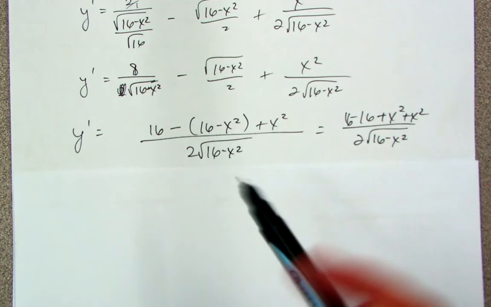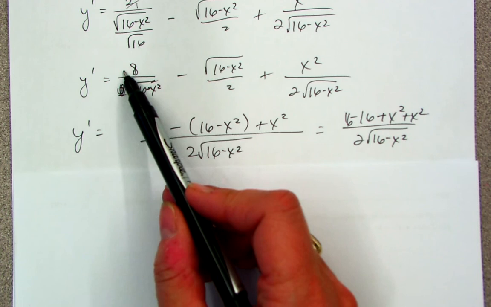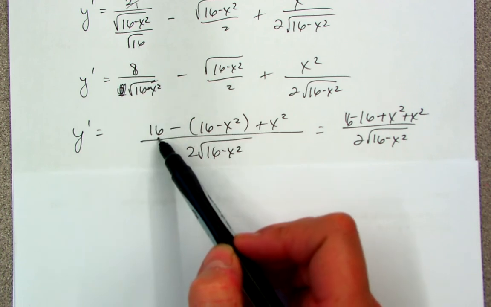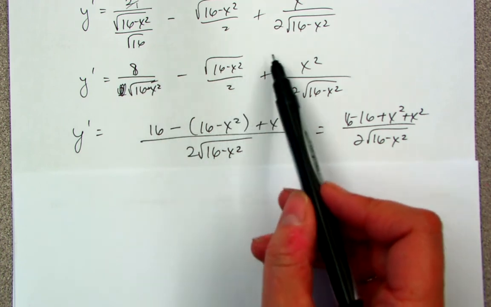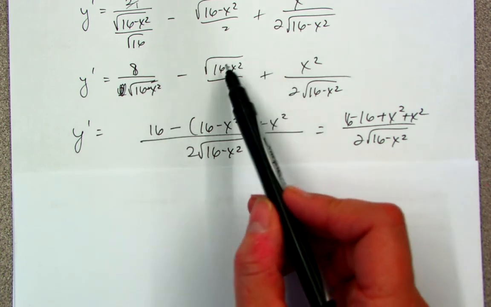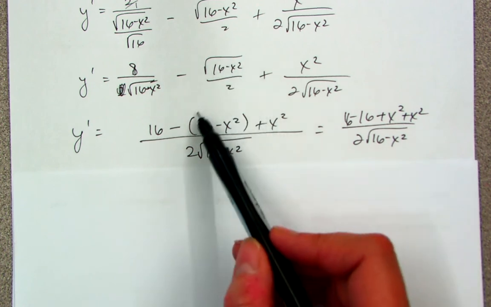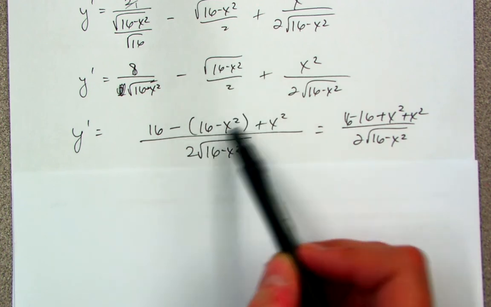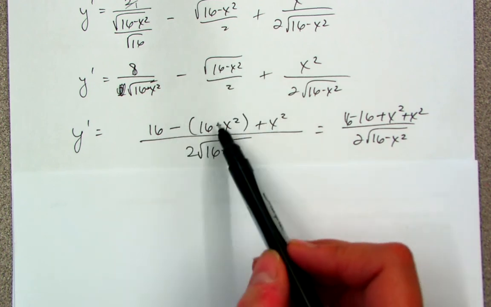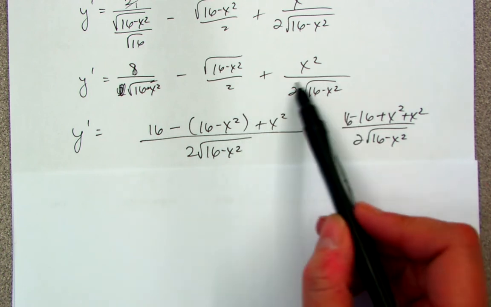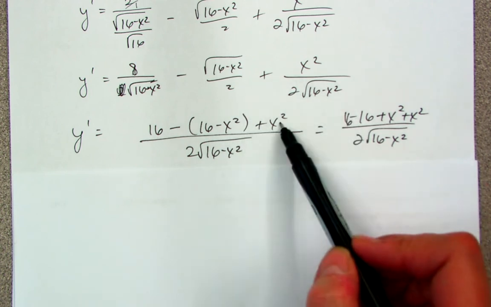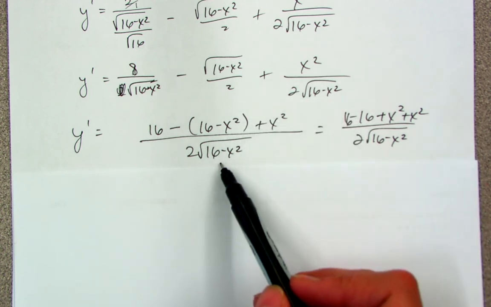So in doing so this one got the 2, so it became a 16. This one here needs the square root of 16 minus x squared. When you multiply 2 of them, it undoes the square root. I put that in parentheses to capture it because I'm going to distribute that negative. This one already had both terms, so just plus x squared, all underneath my new denominator.